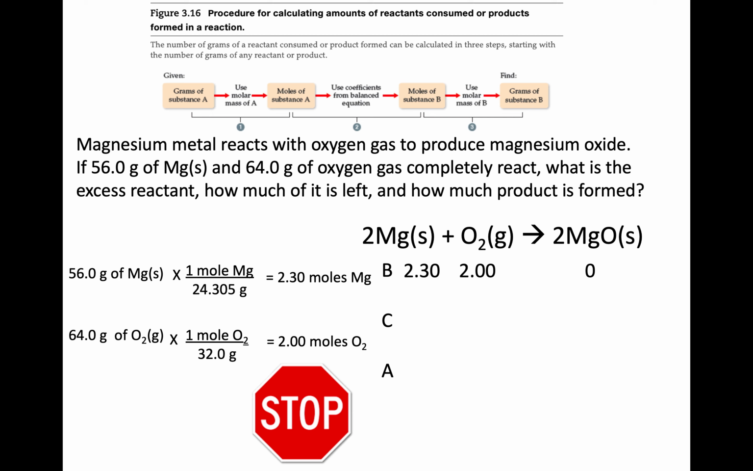Let's say we're doing the same thing with a BCA table. So for a BCA table, we initially have a balanced chemical equation. The first step is identical. Let's take the grams of the reactant and figure out moles that we have for each of the reactants, the magnesium and the oxygen gas.